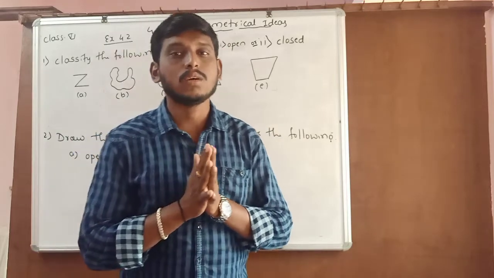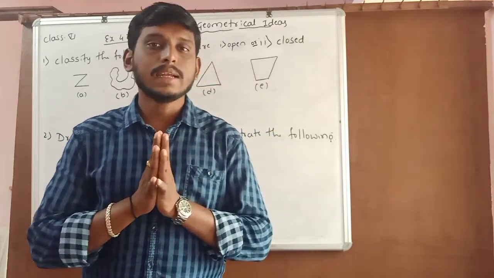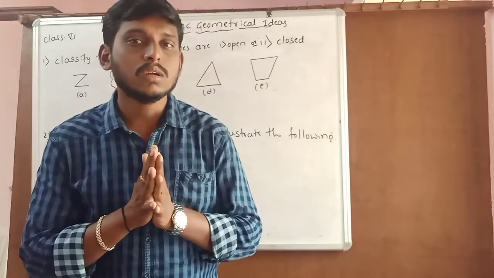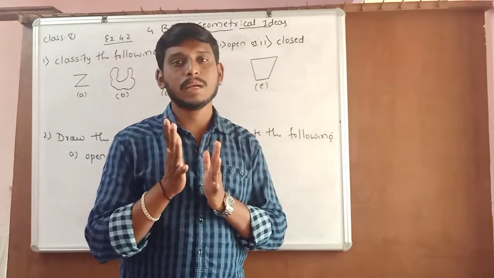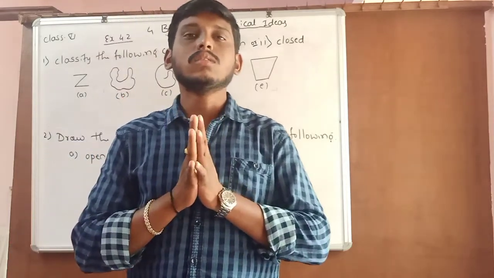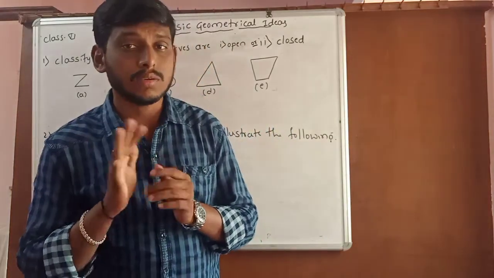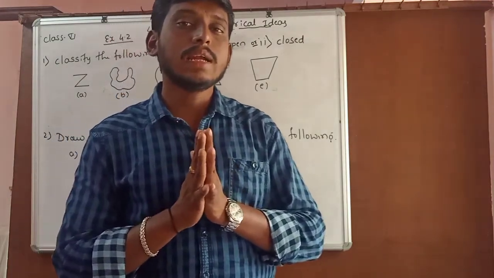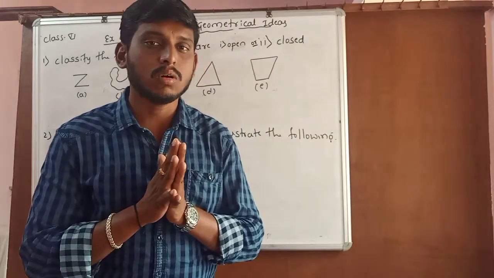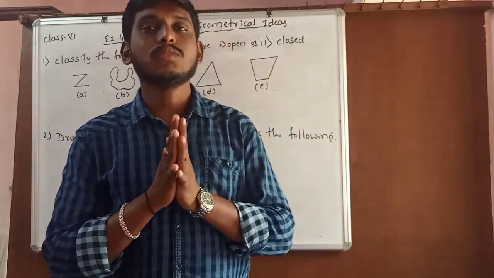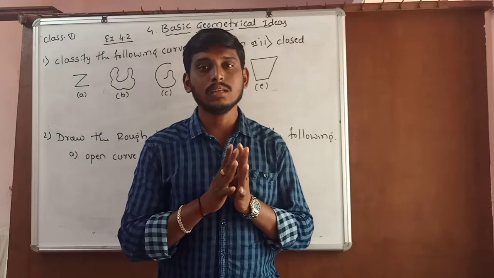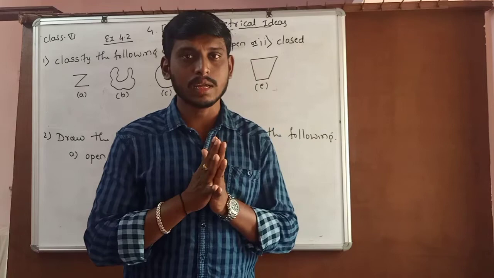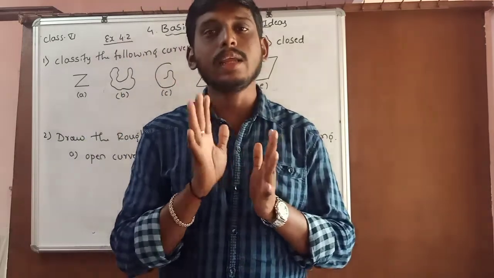Next one, hexagon. What do you mean by hexagon? A polygon containing six sides, or six line segments, is called a hexagon. Next, heptagon. A polygon containing seven line segments or seven sides is called a heptagon. Next one, octagon. A polygon containing eight line segments is called an octagon. We also discussed sides, angles, as well as diagonals. In a quadrilateral, the maximum number of diagonals is two. In a triangle, we cannot draw any diagonal.